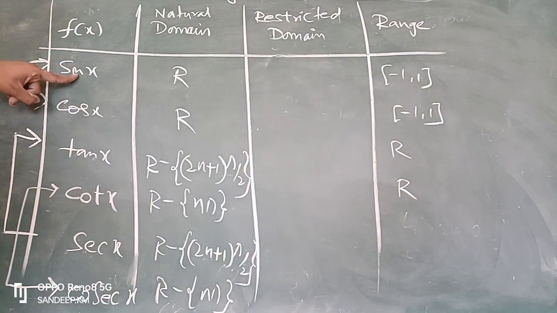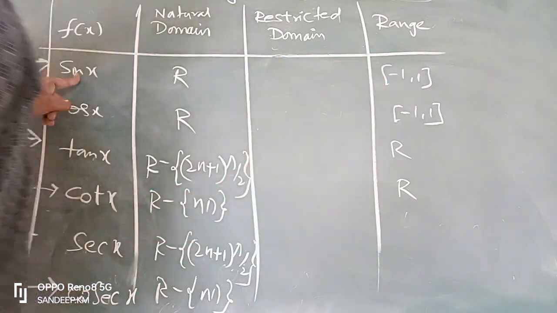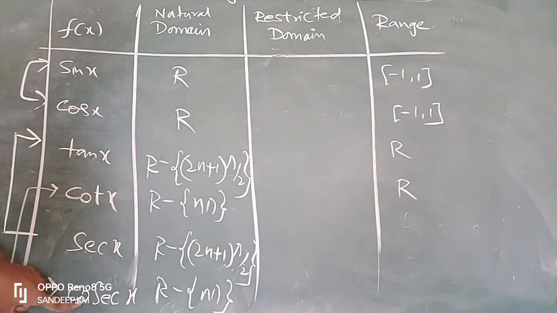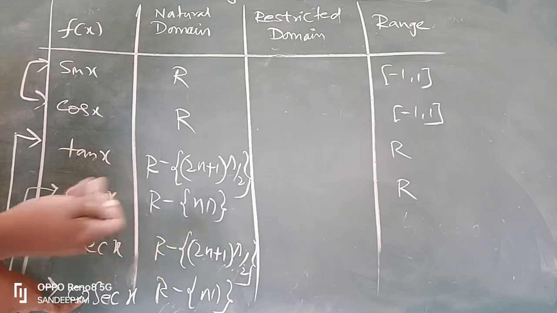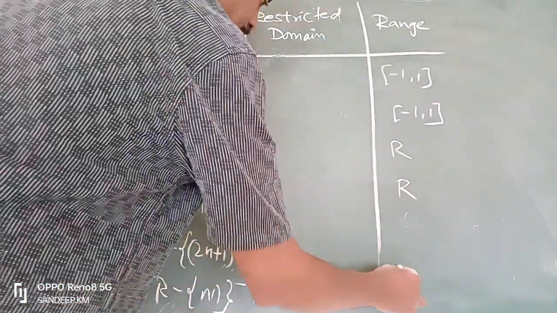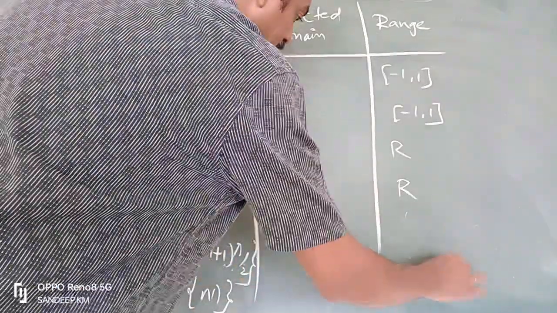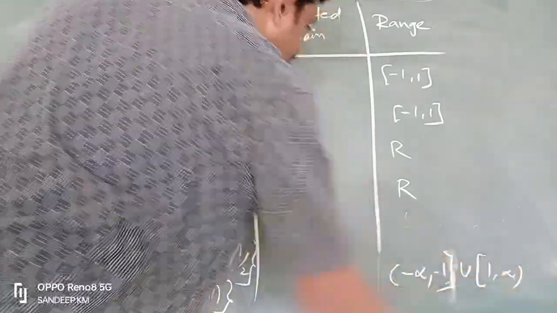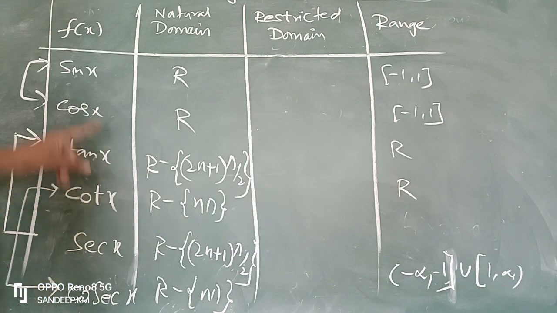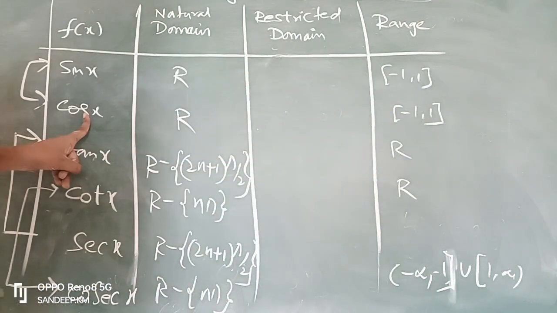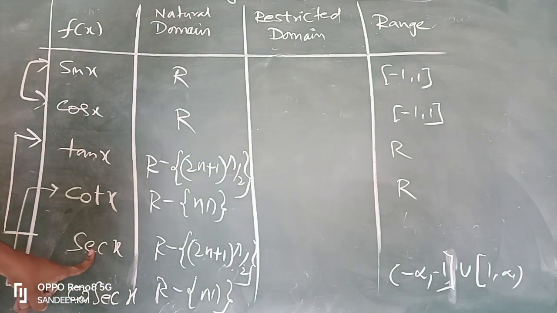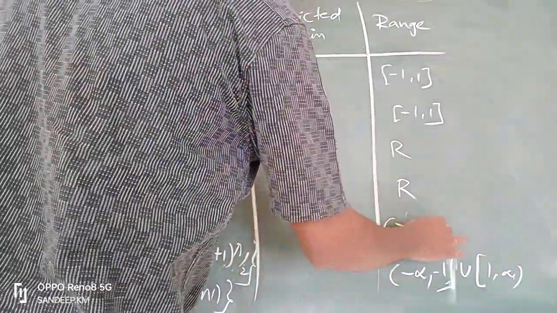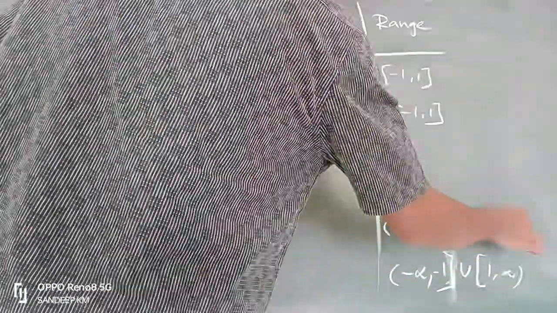And since sin x is between minus 1 and plus 1, its reciprocal cosecant x is not between minus 1 and plus 1. That means the range of cosecant x is minus infinity comma minus 1 union 1 to infinity. Same way, since cos x is between minus 1 and plus 1, its reciprocal secant x is not between minus 1 and plus 1. So minus infinity comma minus 1 union 1 comma infinity.